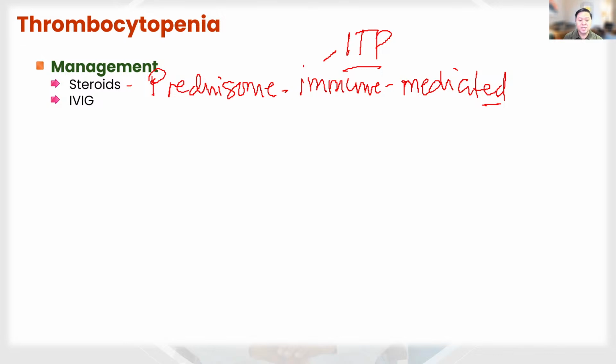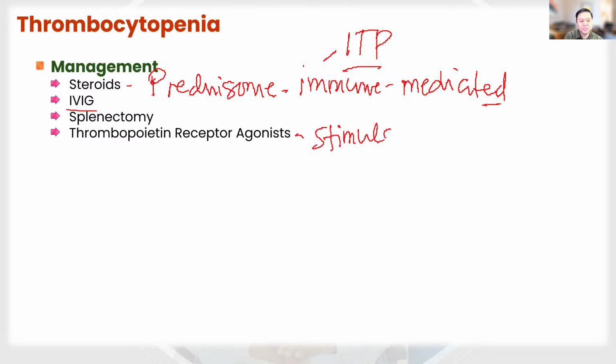Now, another treatment modality here is the administration of the IVIG, the IV immunoglobulins, which is going to mitigate the immune-related thrombocytopenia. Okay, immunoglobulin. Now, there's also splenectomy, which is that surgical procedure in such cases of ITP in order to remove the site of the platelet destruction. Okay, now there's also the administration of thrombopoietin receptor agonists. So these are medications that can stimulate platelet production.